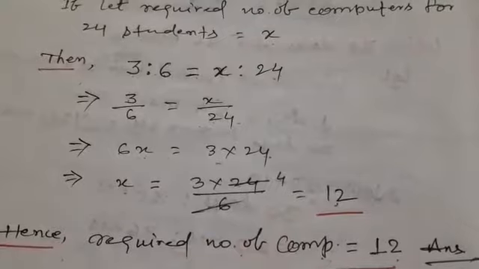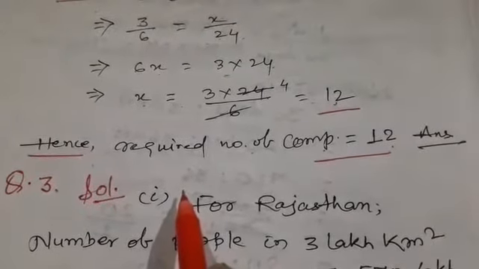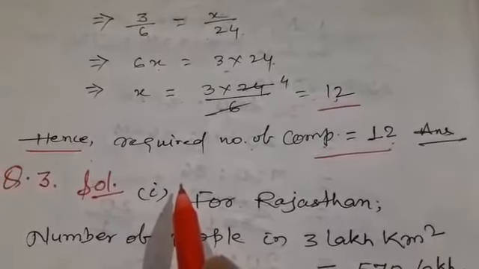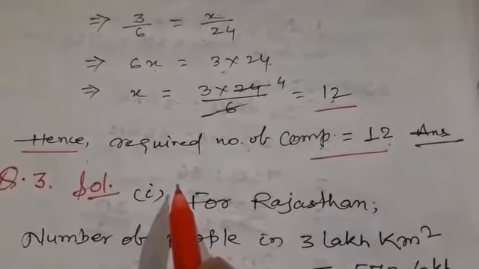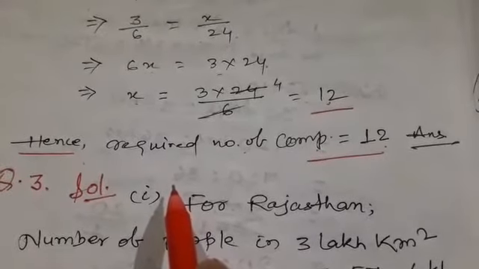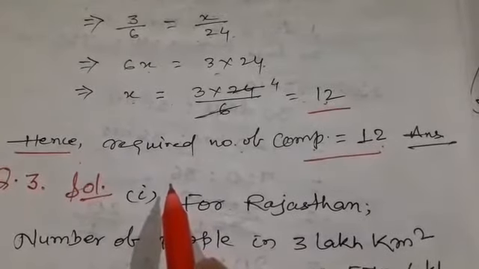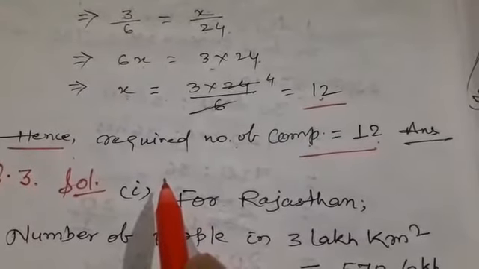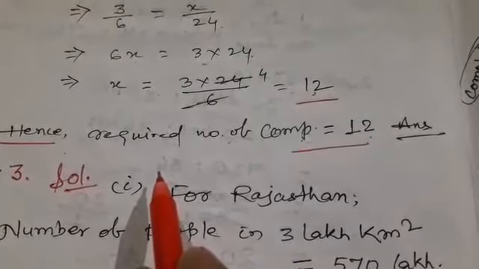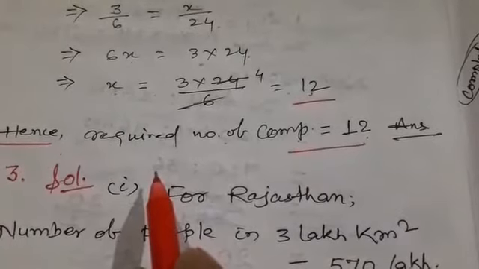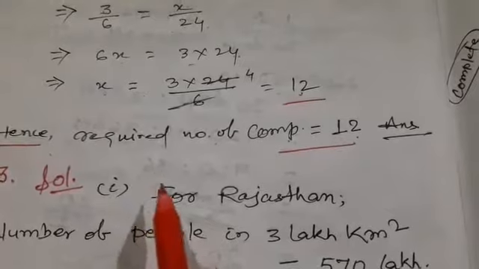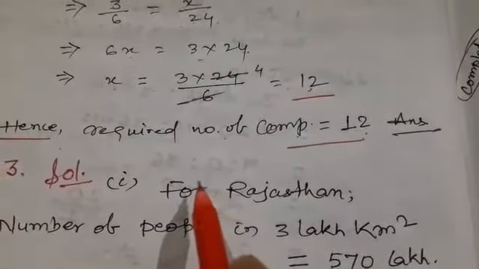Question number third is: the population of Rajasthan is equal to 570 lakhs and the population of UP is 1660 lakhs. The area of Rajasthan is 3 lakh kilometer square and the area of UP is equal to 2 lakh kilometer square. The first question is, how many people are there per kilometer square in both these states, and the second is, which state is less populated. Dear students, all the information is given.